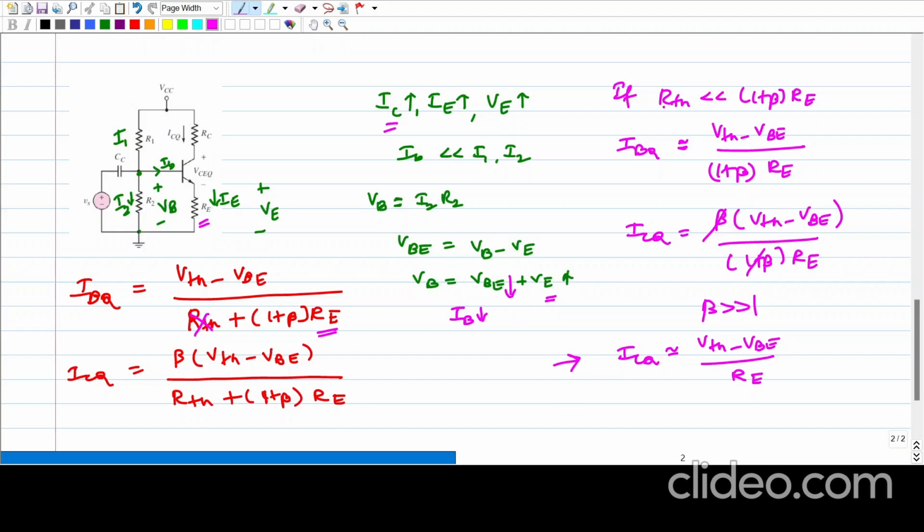Next thing is, here we have just said RTH should be less than (1 plus beta) RE. So RTH is approximately 0.1 times (1 plus beta) RE. So this is one of the design equations which we have to consider for stable bias. This is the main design criterion we have to consider for stable biasing.